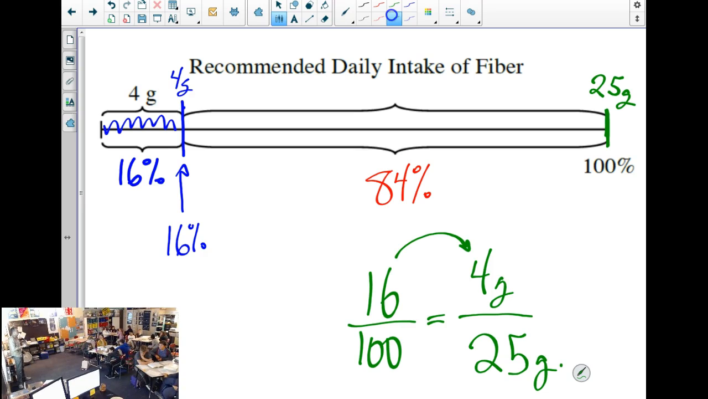Now, here's the dangerous thing. The missing region isn't 25. Would it be 21? The missing region is 21 grams. Because we found out 100% is 25 grams. We know what the entire bar is. Our 100% daily value, the fiber that we need for our body to be happy, 25 grams.